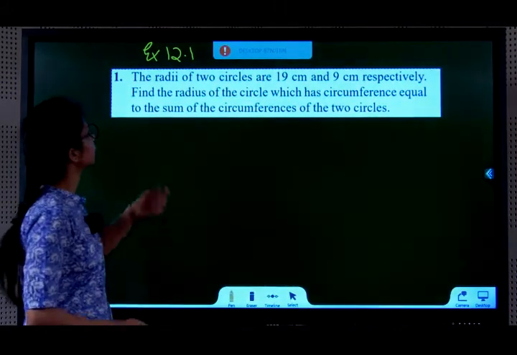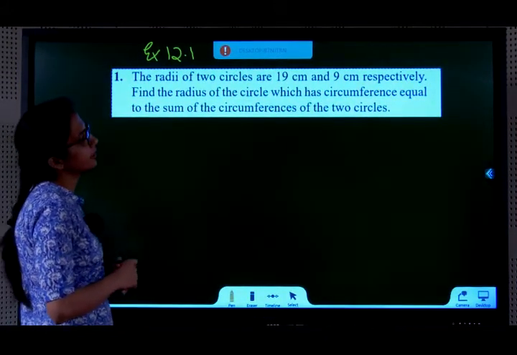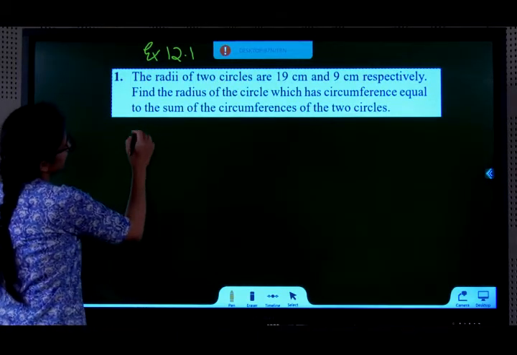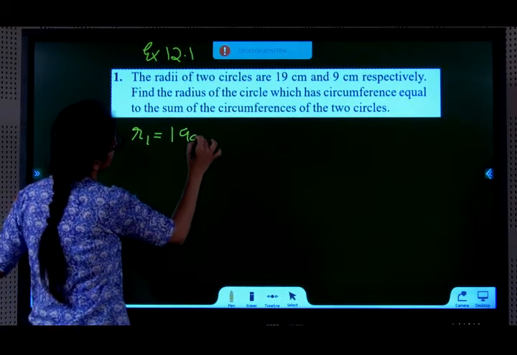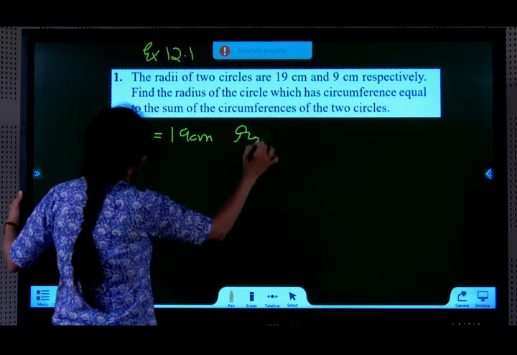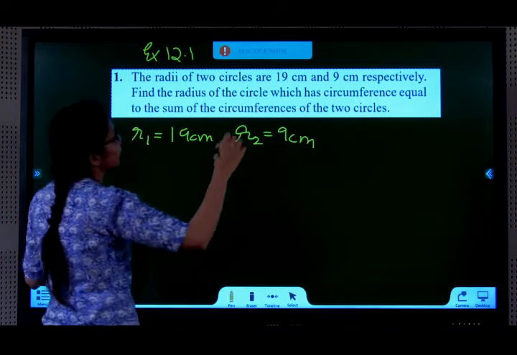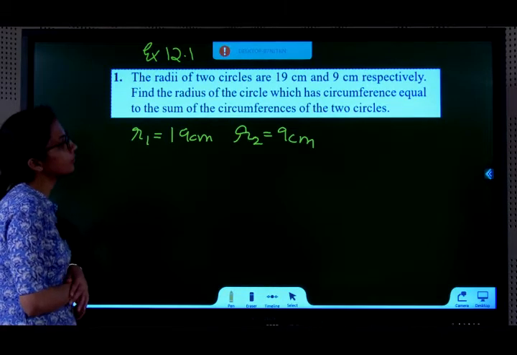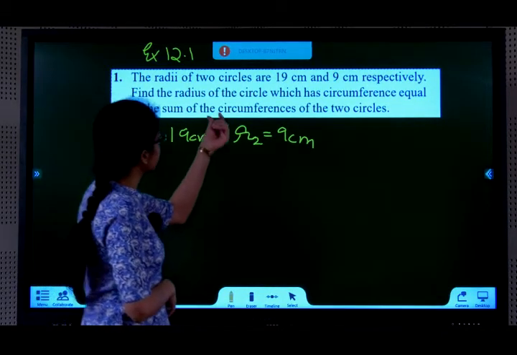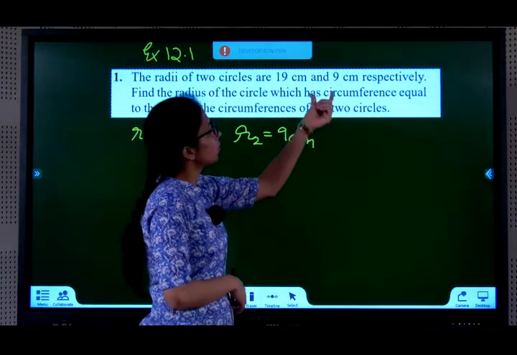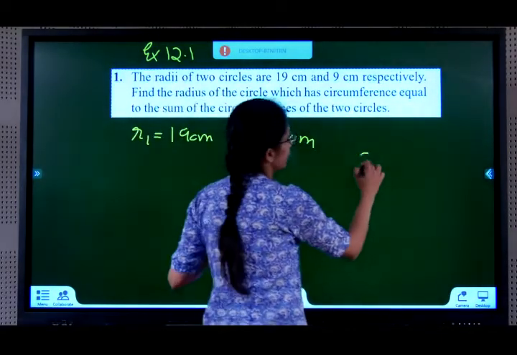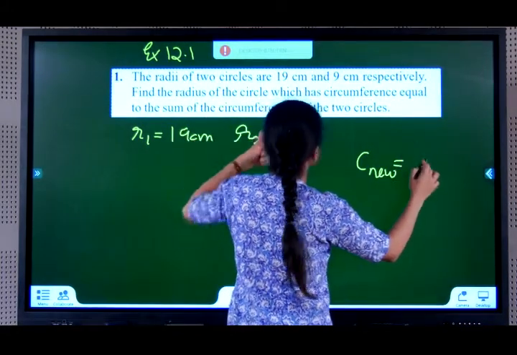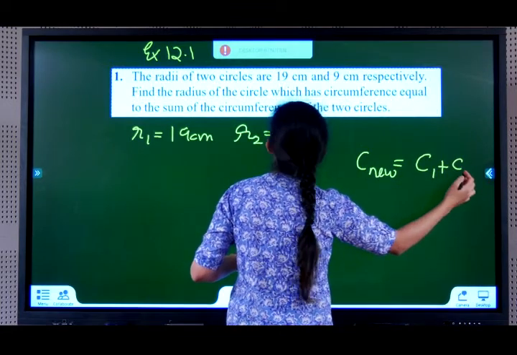Exercise 12.1, first question. The radii of two circles are 19 centimeters and 9 centimeters respectively. So we have two circles, R1 is 19 centimeters and R2 is 9 centimeters. Find the radius of the circle whose circumference, so new circle, the circumference of that circle is equal to the sum of the circumferences of the two circles.